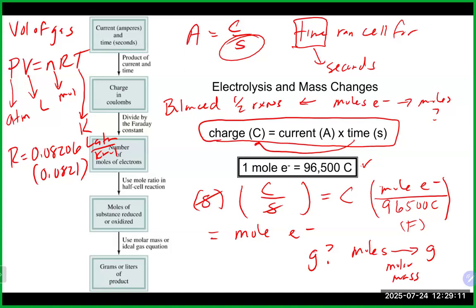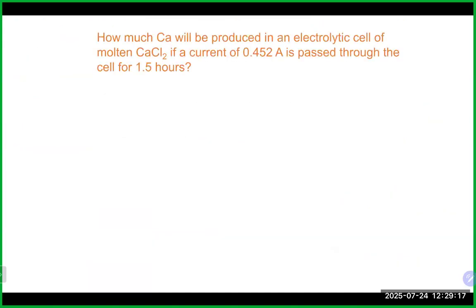Any questions on any of that? All right, let's take a look at one here. Why don't you try this one? How many grams of calcium would be produced in an electrolysis cell of calcium chloride if the current is 0.452 amperage and is run for 1.5 hours? Why don't you take a few moments, see what you come up with. Calcium, 40.08.